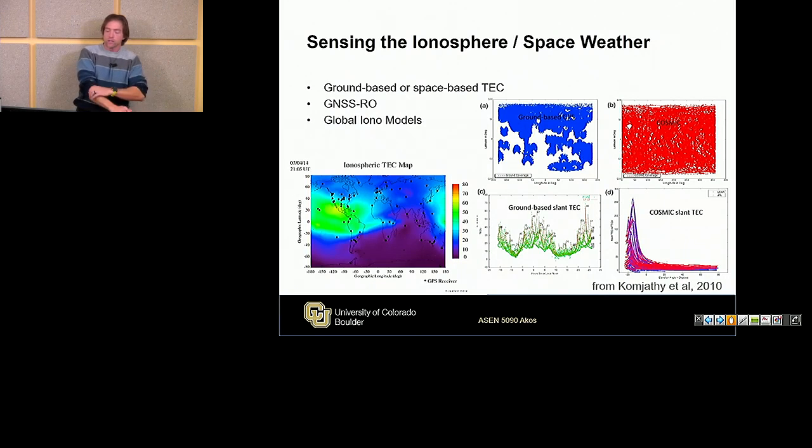Sensing the ionosphere, space weather. Again, the ionosphere is a very big element for radio communications, satellite communications to see really what happens. Using all this ground-based network of GPS receivers, which are shown in the dots on this plot right here, I can go through and show what the total electron count is, or get an estimate of the total electron count and how that evolves over time.